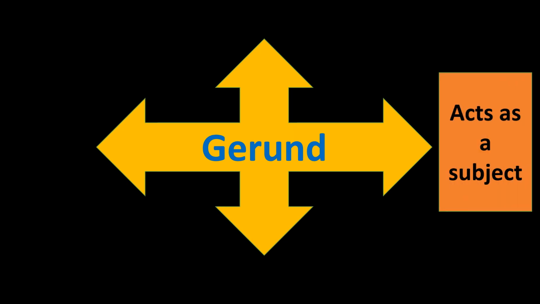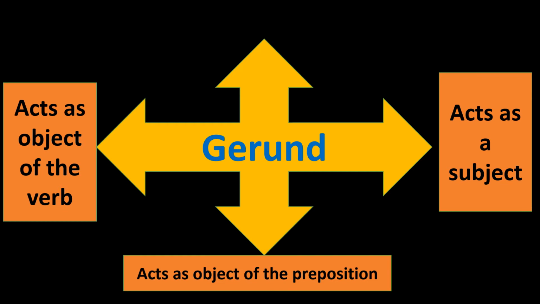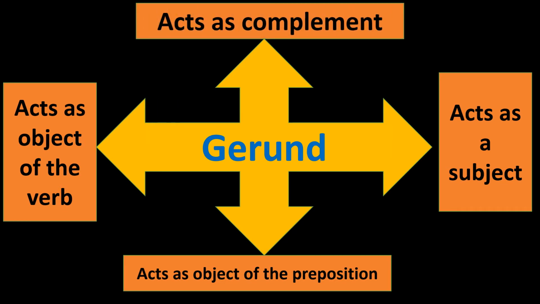It acts as a subject. The examples on each usage also have been given in the previous video. Try to watch that video on gerund once again. Next one, it acts as object of the verb, it acts as object of the preposition, it acts as a complement, that means complement of the verb. My kind suggestion, don't watch this video on present participle without watching the video on gerund.